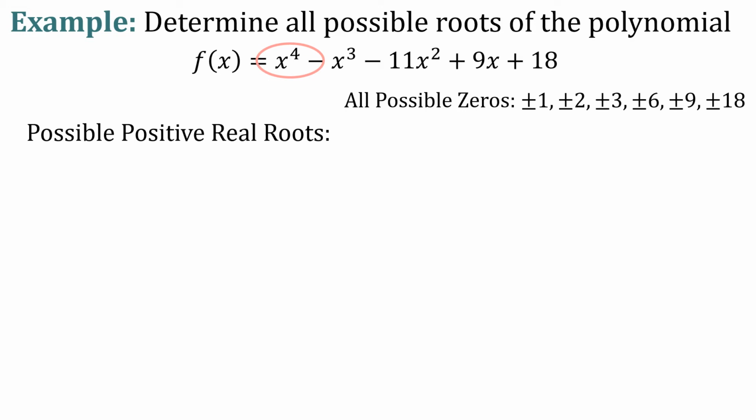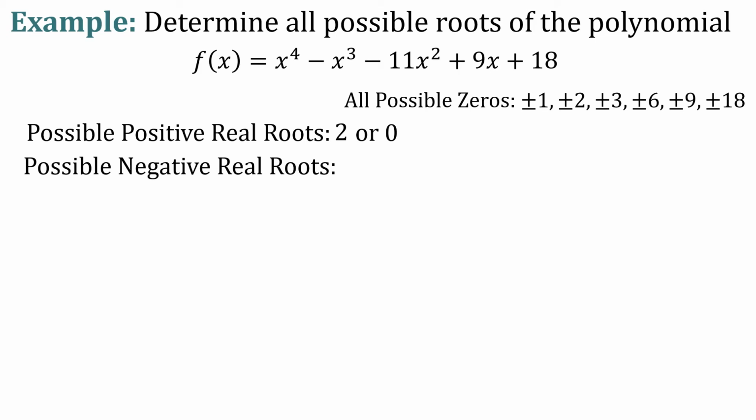X to the fourth is positive, x cubed is negative. Positive to negative is one sign change. Then negative x cubed to negative 11x squared is still negative, but negative 11x squared to a positive 9x is our second sign change. So we possibly have two positive real roots, or we possibly have 0 positive real roots, because 2 minus 2 is 0.